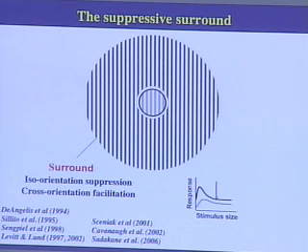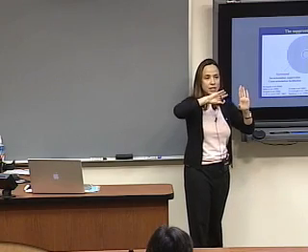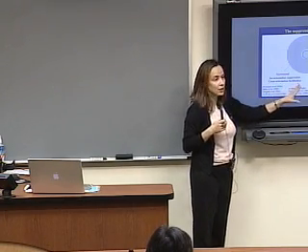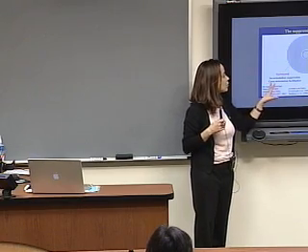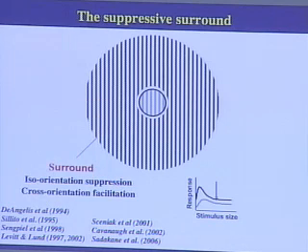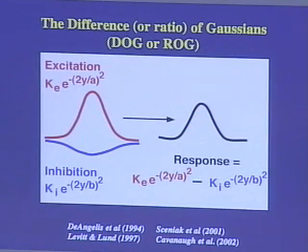Now, in these kinds of studies, when the stimulus presented in the surround is at the orthogonal orientation, people have observed facilitation, and we refer to this as cross-orientation facilitation. So typically, these studies have reported iso-orientation suppression and cross-orientation facilitation. However, okay, before I show you other studies.